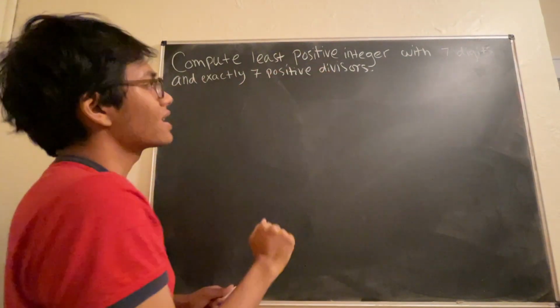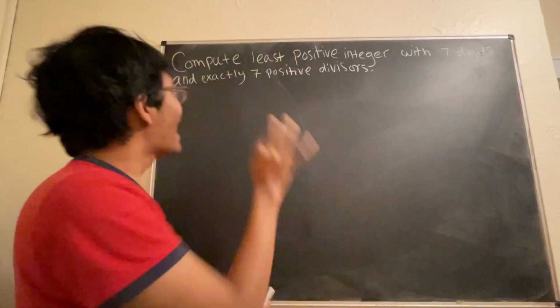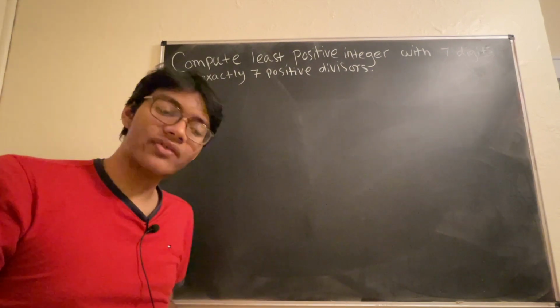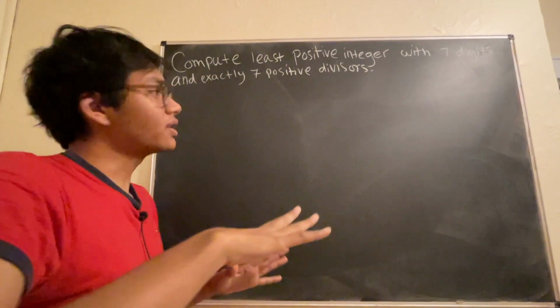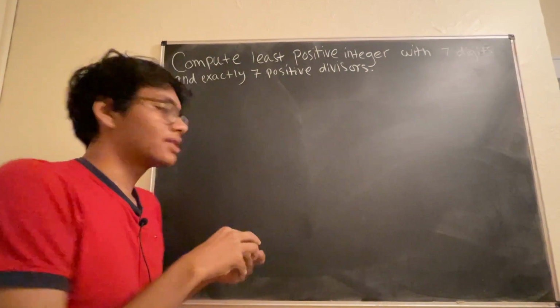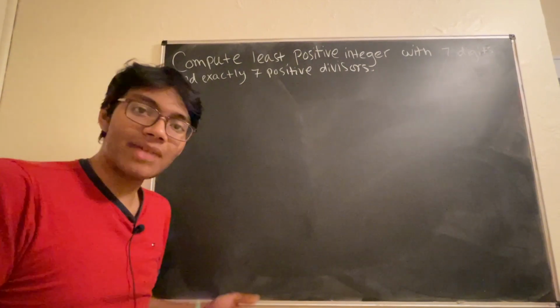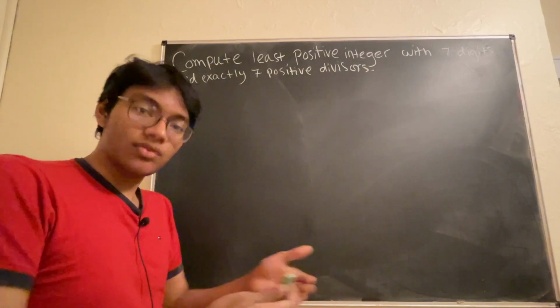Compute the least positive integer with 7 digits and exactly 7 positive divisors. How do you handle a problem like this? Well, the first thing you want to do is tackle the conditions. We're going to translate this math problem into math.